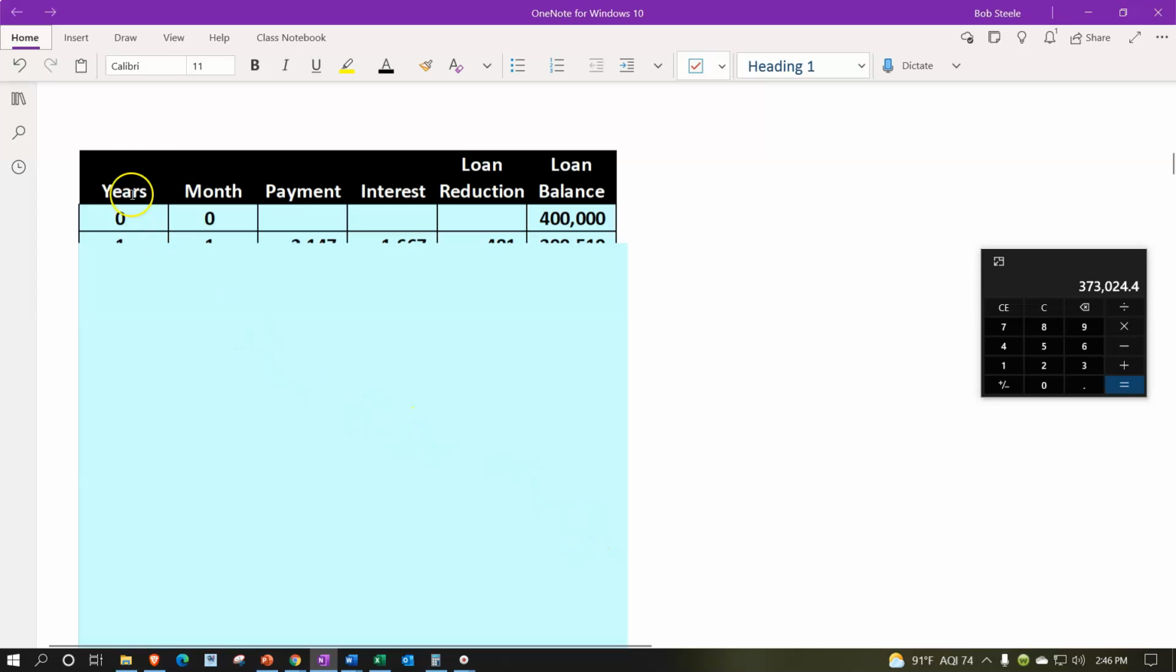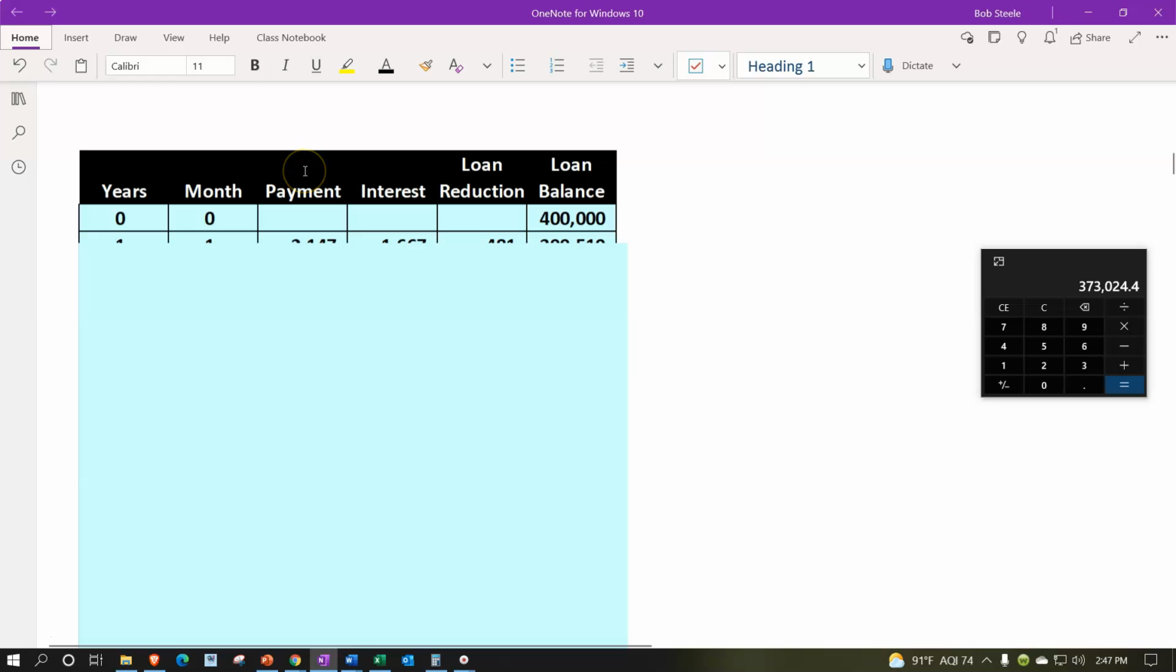So the headers, what we're going to have here is the years on the left-hand side, and then the months, which maybe should have an S, and then the payment, and then the interest, the loan reduction, and the loan balance. So in other words, we're going to have periods. The main periods are going to be months, and there's going to be 360 of them. But we also might want to have the years because the years are useful for us to conceptualize it in terms of years, and if we want to build another schedule breaking out by year, then that would be useful.